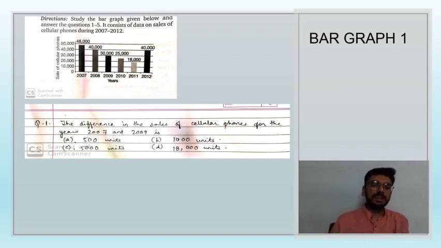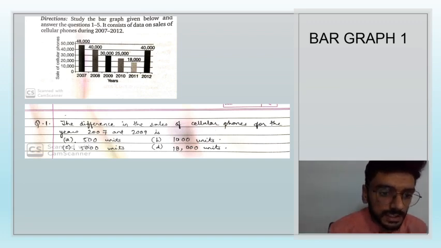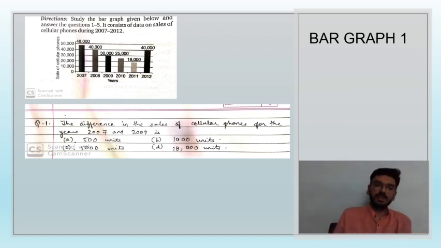Let us now try to understand what the question says. The question asks you to determine the difference in the sale of cellular phones for the years 2007 and 2009. So what is the number of sales in 2007? It is 48,000, and in 2009 it is 30,000. What is the difference between both of them? 48,000 minus 30,000 is 18,000. So the answer comes out to be D, 18,000 units.